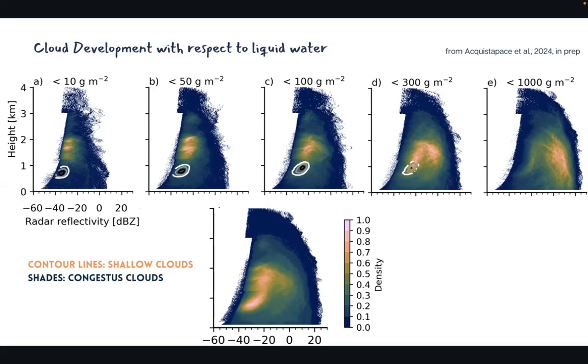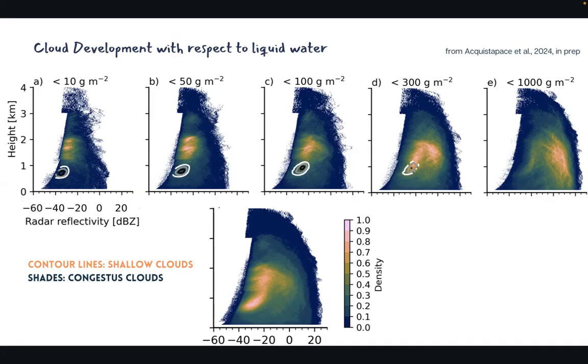So if you look at the first upper part of the panel, you can see that as the liquid water path increases, the shallow clouds have an elongated shape towards higher and larger values of reflectivity in the higher part of the cloud. But then you can also see that they barely exceed the values of 100 grams per square meter. That means they hardly precipitate.